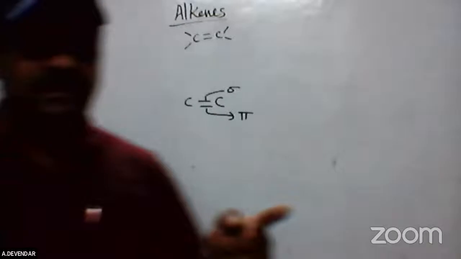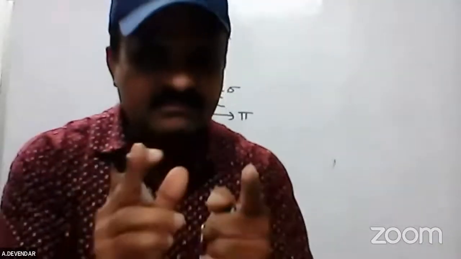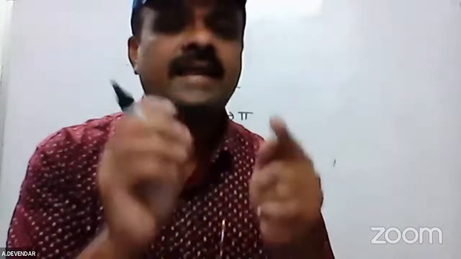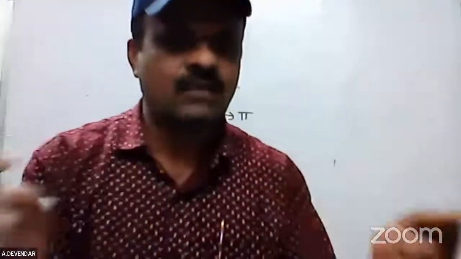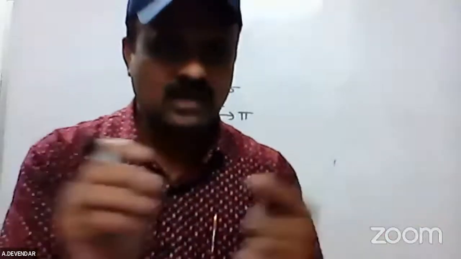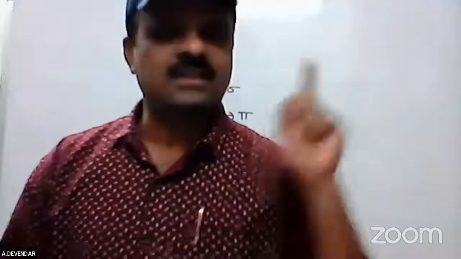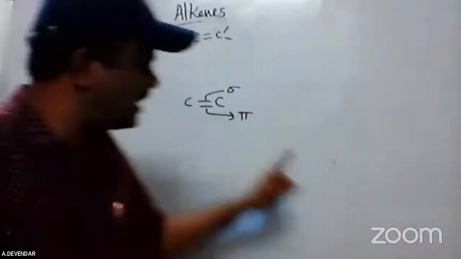First, when you combine, head-on overlapping or axial overlapping takes place. Due to the axial overlapping, a sigma bond is formed. A compound is formed only because of the sigma bond. Then if the number of bonds increases, that additional bond belongs to the pi bond.